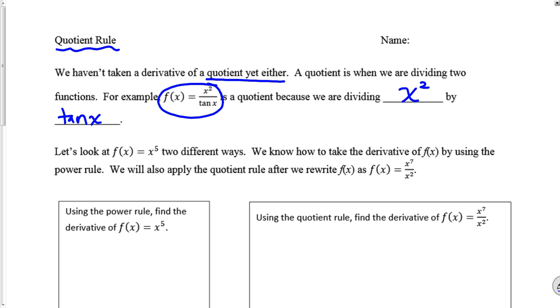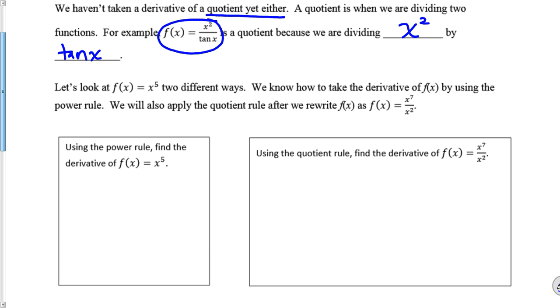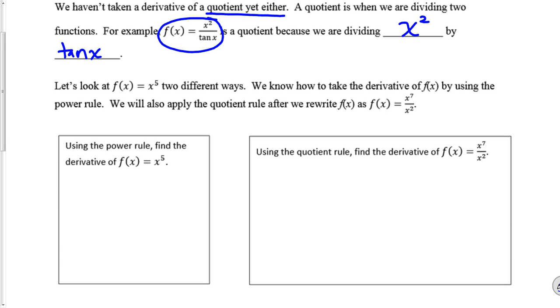So we're going to look at the same function we looked at with the product rule. We started out looking at this function, and we looked at how we would take that derivative just using our regular power rule, and then we also are going to take the derivative by looking at this quotient over here. Now this is the same as x to the fifth because it's x to the seventh times x to the negative 2, because that x squared is in the denominator. And when I add those exponents together, that does give me x to the fifth. So these two functions are the same, they just look different.